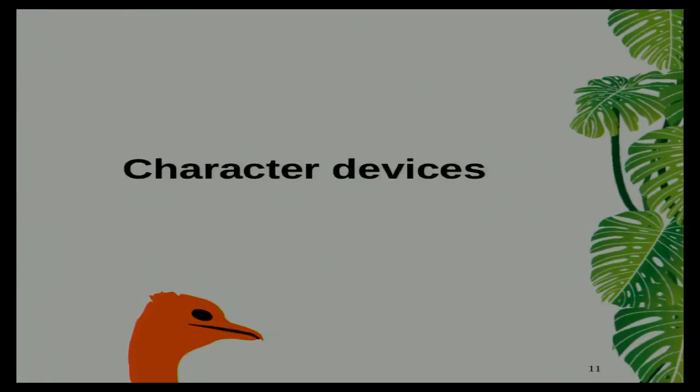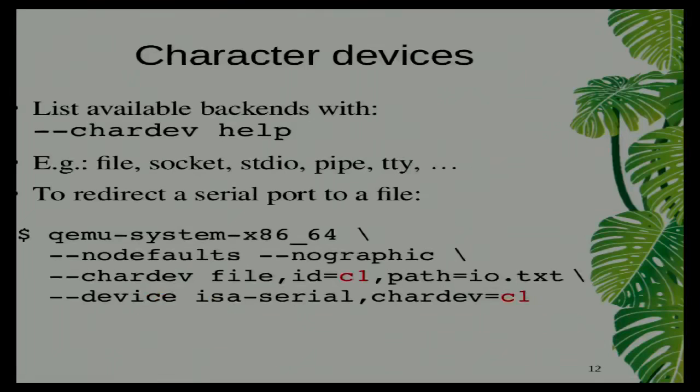So that was just the introduction. Now let's look into the different classes of devices a little bit closer. Let's start with character devices. For character devices, you configure the host backend with the -chardev parameter, and you can list the available host backends with -chardev help. So for example, I can map a character device to a file on my host. I can map it to a socket, standard I/O, pipe, TTY. There are lots of more options. If you're interested, just have a look at the QEMU documentation.